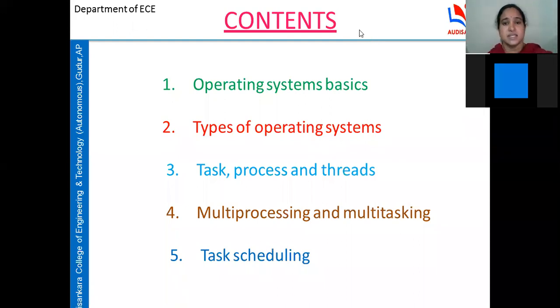What is the definition of the operating system? What are the main functionalities of the operating system? What are the different parts, and what is the core of the embedded system? That we are going to discuss under the basics of the operating system. Next, types of operating systems. How many types of operating systems are available?